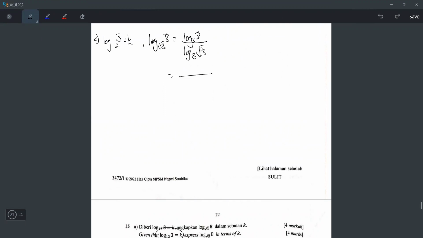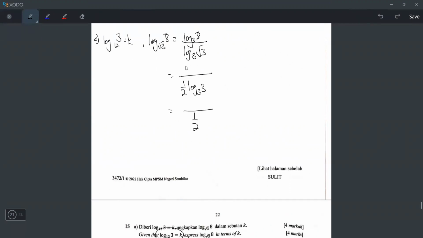And then square root is actually power 1 over 2, right? It means log 3, 3 power 1 over 2. But the power 1 over 2 can be put in front, so you are just left with 1 over 2. And then log 8 base 3, you get stuck already, right? So what do you do? You just leave it.